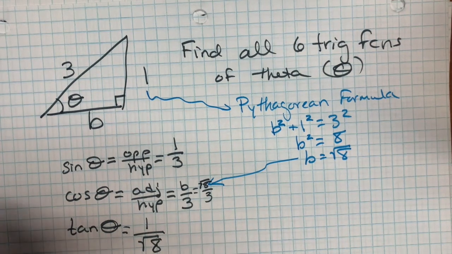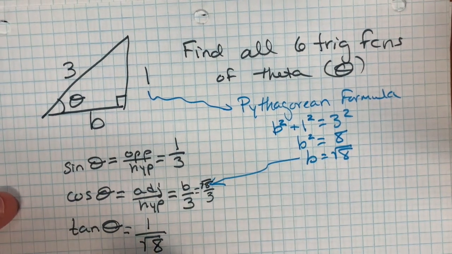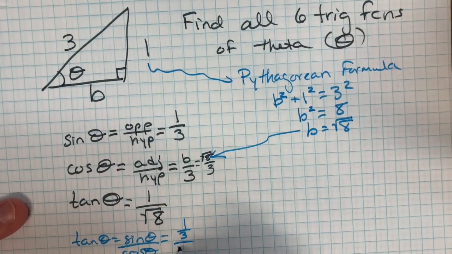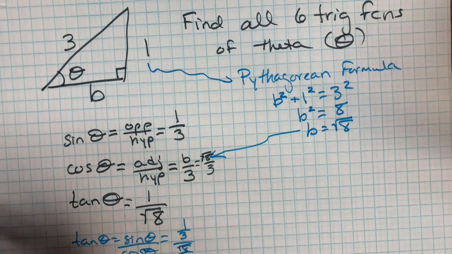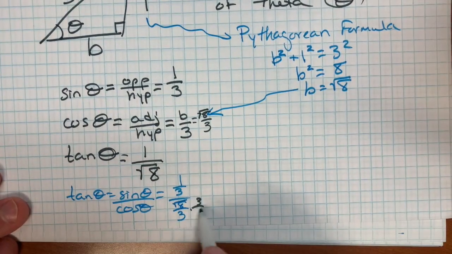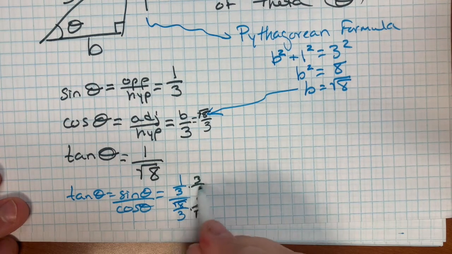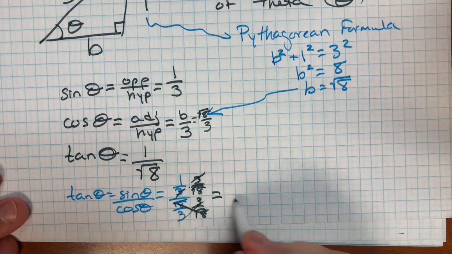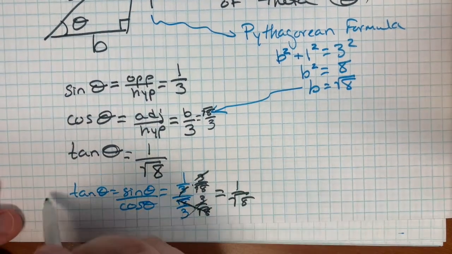And if that's correct, we should be able to say, well, tangent of theta is sine theta over cosine theta. Well, that's 1/3 over root 8 over 3. Slide that up a little bit. 3 over root 8 times 1 over 3. The 3's cancel, 1 over root 8. Checks out.